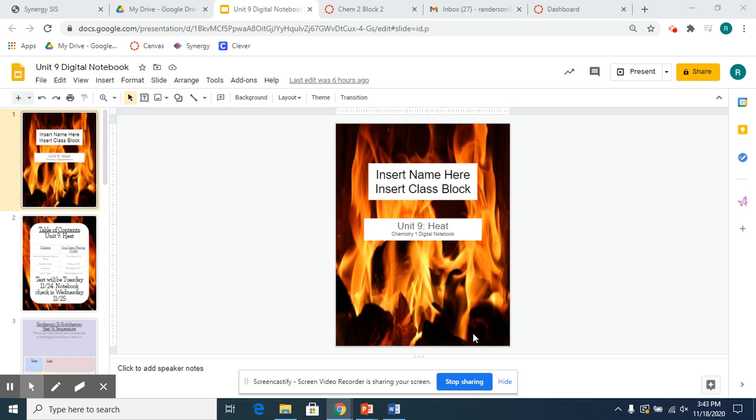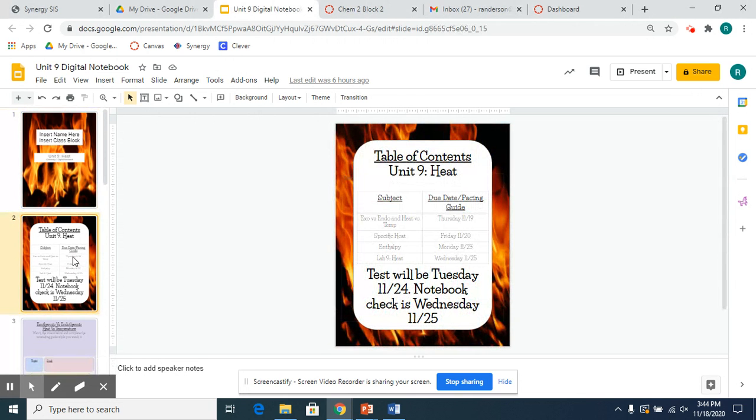Hello everyone, so we are starting a new unit. This is Unit 9, Heat. So this unit is even shorter than the last unit. So today you will be doing the first subject, exo versus endo, and heat versus temperature.